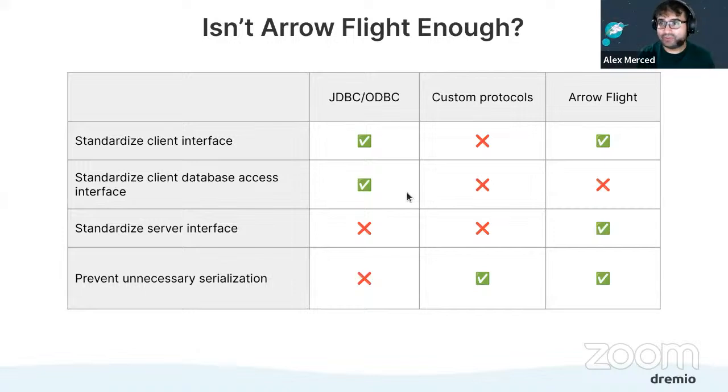So we're a step closer to where we want to be. I have a standard client interface, so now anyone can use Arrow Flight and connect to any server that implements Arrow. One client, nice. We have a standardized server interface: every server can implement that proto file, and their Arrow endpoint is going to work with anybody using the Arrow client. And now we're preventing unnecessary serialization.